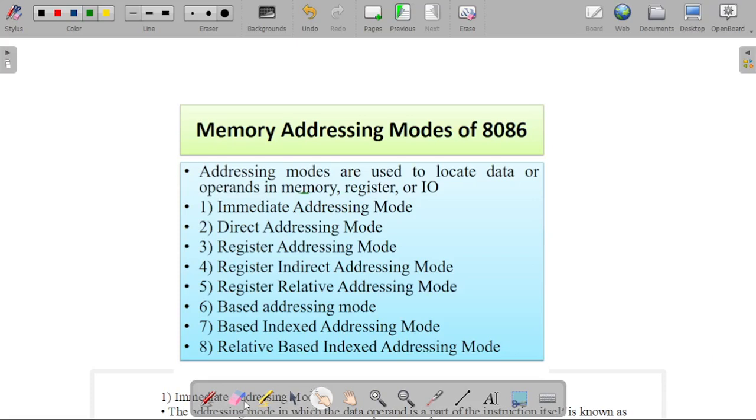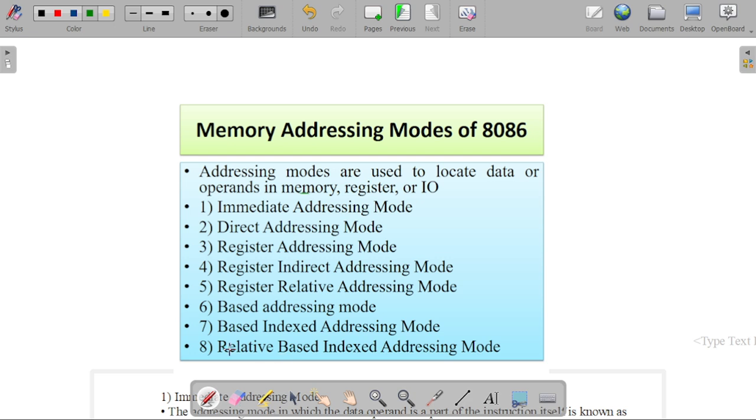Hello everyone, in this video we will learn what the different types of memory addressing modes are. In the previous video we learned what addressing mode means and what the different types of addressing modes are. The first type is memory addressing mode, and in memory addressing mode there are various types available: immediate, direct, register, register indirect, register relative, base addressing, base index addressing, and relative base index addressing mode.